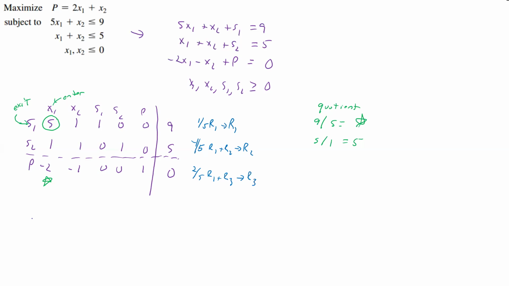So now I have x1 at the top and then s2 and then p, and then I'll have x1, x2, s1, s2, p. All right. So now I'm just taking 1/5 of the first row there. So what do I have? Well, I've got a 1 here, and then I've got a 1/5, a 1/5, 0, a 0, and a 9/5.